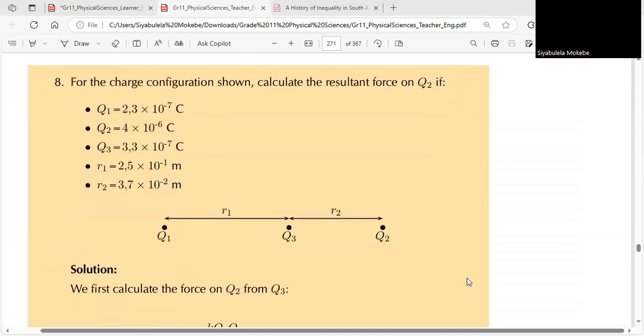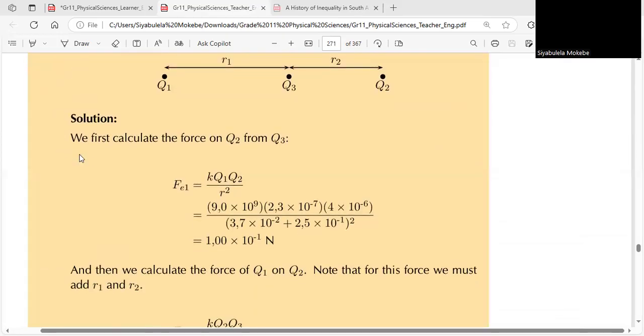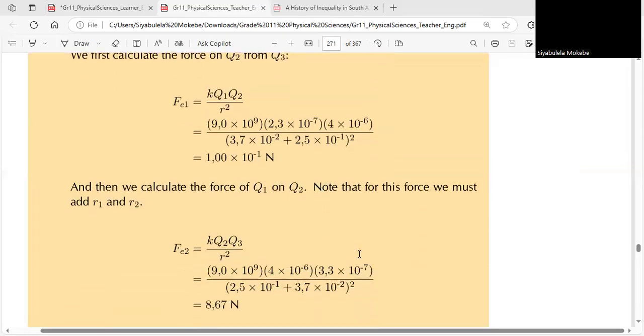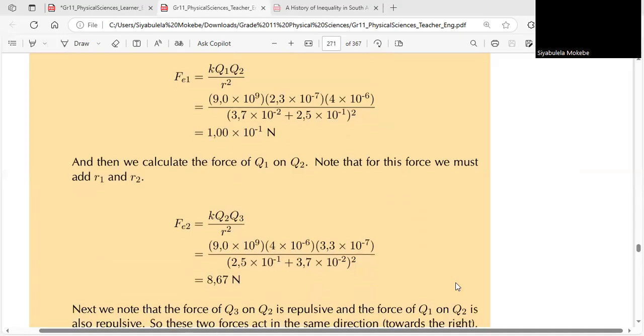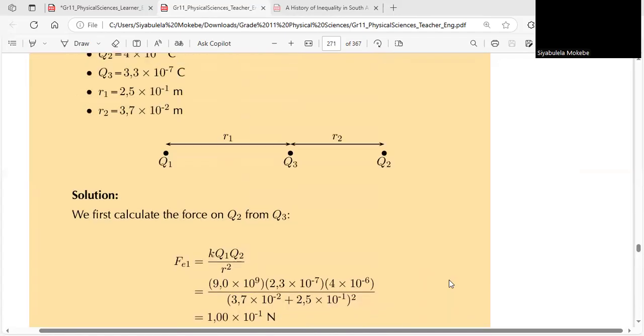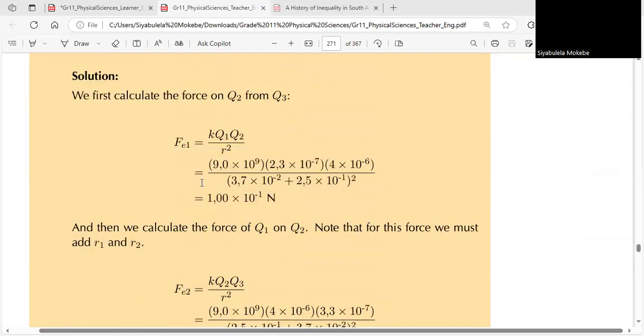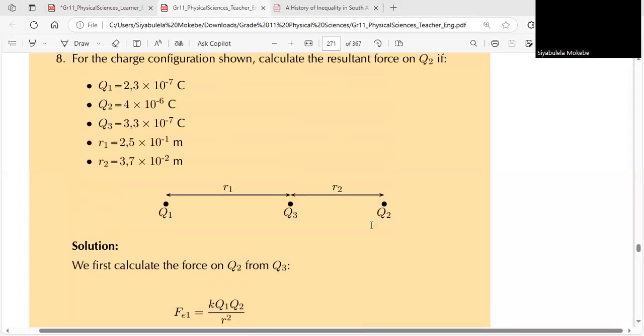Number 8, we first calculate the force on Q2 from Q3, and we get 1 times 10 to the negative 1 newton. And then we calculate the force of Q1 on Q2. Note that for this force, we must add R1 and R2. So we do that, and then we get that. All right, and I hope you understand why we added R1 and R2, right? Because this whole distance separates the two charges.